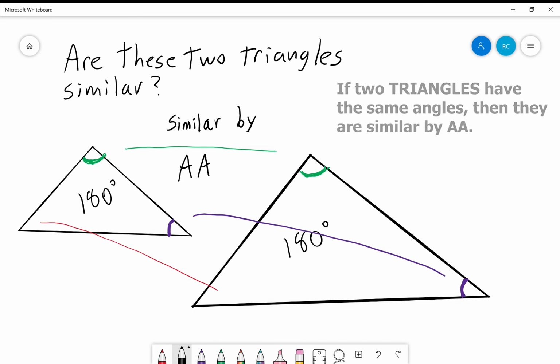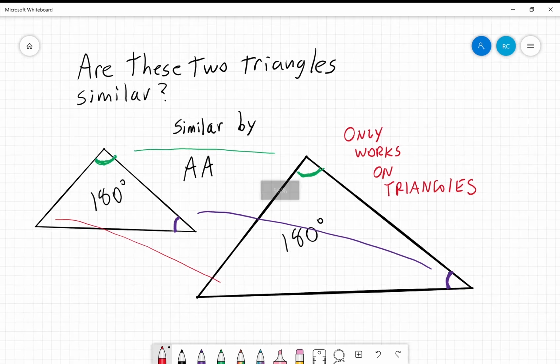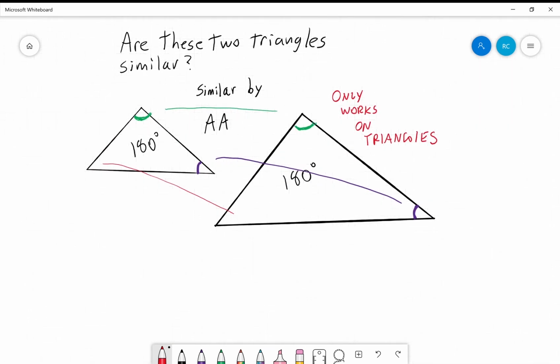Okay? Now notice again that this only works on triangles. It doesn't work for other more complicated shapes. For example, let's take a look at this rectangle, which also happens to be a square, and this rectangle, which is much longer and much skinnier. Actually, let's see if I can make one that the whiteboard will actually recognize as a rectangle. There we go.